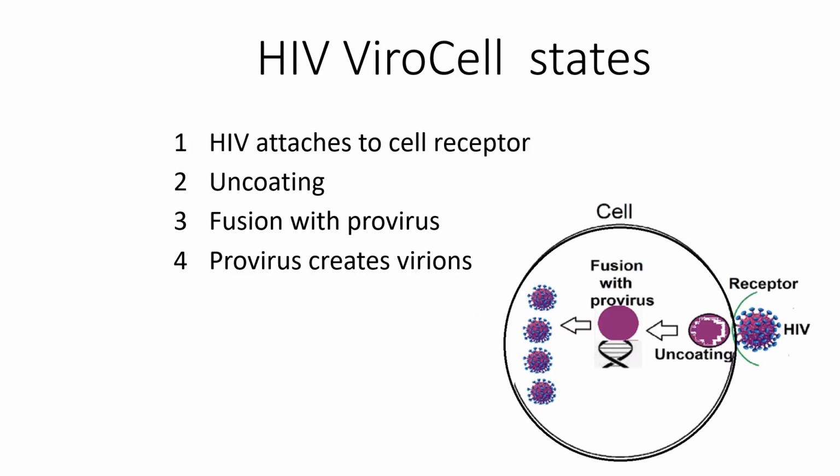So the states of the virus cell are: HIV attaches to the cell receptor, uncoating, fusion with the provirus, and the provirus creates virions.